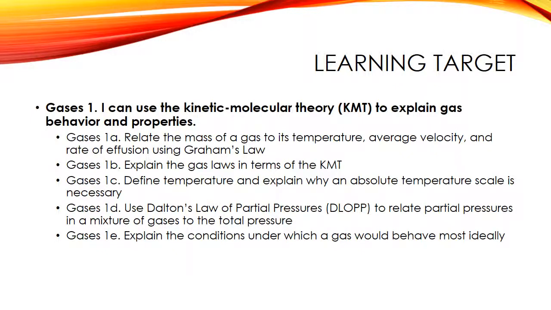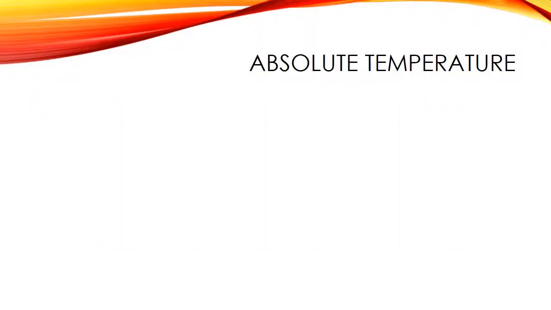This is the third lesson in our unit on gas chemistry. In this lesson we will focus on the learning targets that are labeled gases 1C and 1B. Define temperature and explain why an absolute temperature scale is necessary, and we want to be able to explain what is known as the gas laws in terms of the kinetic molecular theory. So we'll start with this idea of temperature and what this idea of absolute temperature is.